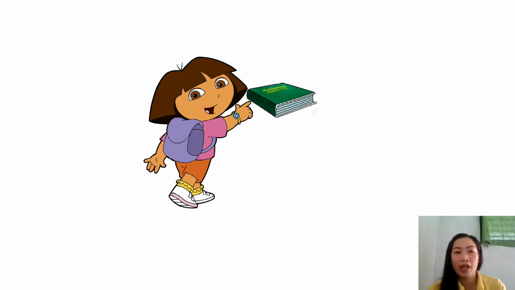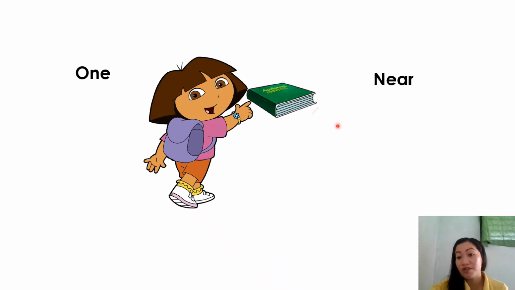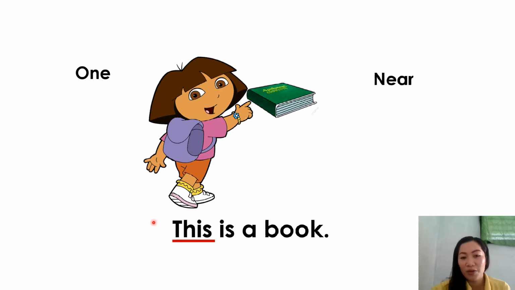Let's have another example. We have a book. When we count the book, it's only 1. And you are referring to the book which is very close to you, or near. So you will say, this is a book. Near, singular. We use this.